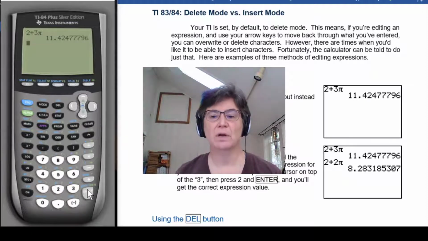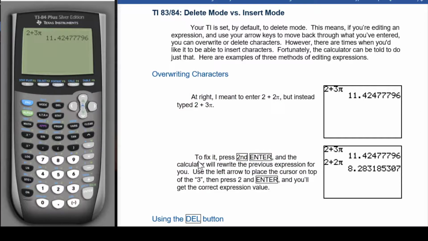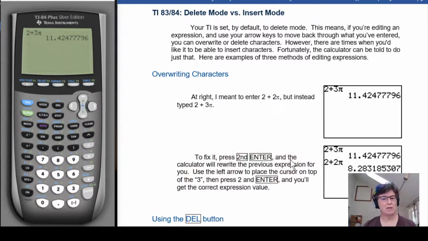Oh no, we meant 2 pi, not 3 pi. So let's check this out. To fix it, press second enter, and the calculator will rewrite the previous expression for you. So this is what you have to do on the older calculators. If you have a newer calculator, you can use the arrow to go up and just choose the old expression, but I have an old calculator.